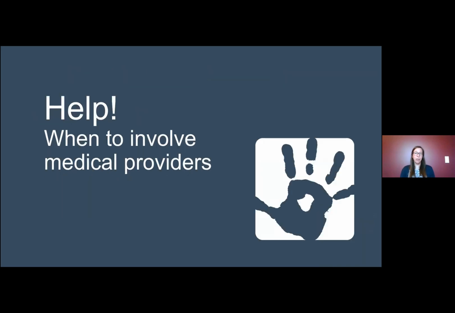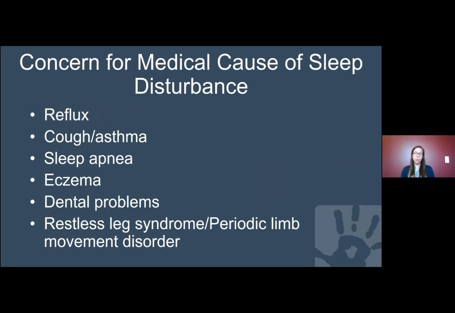Okay, so last section of the talk. Help. When do we involve medical providers? Of course, if you have a concern for a medical cause of a sleep disturbance. So reflux, if your child's having sour burps or a lot of heartburn. Cough and asthma, of course, can be a real concern and really disrupting for kids at night.